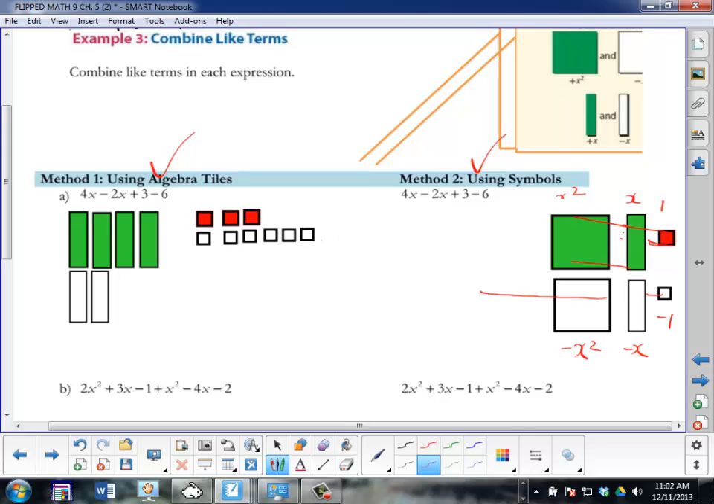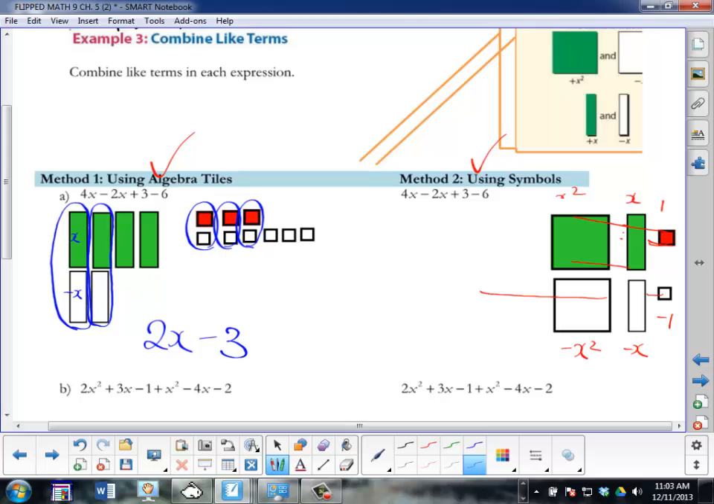Now, what's going to happen here? The green ones represent a plus x, and the white ones represent a minus x. So a plus x and a minus x, of course, gives us 0. Similarly for the one next door, plus x and a minus x is 0. So what are we left with? We're left with 2 green ones, which is 2 x's. Plus 1, minus 1 with our units. These all become zeros, and we're left with 3 white ones, which is going to be minus 3.